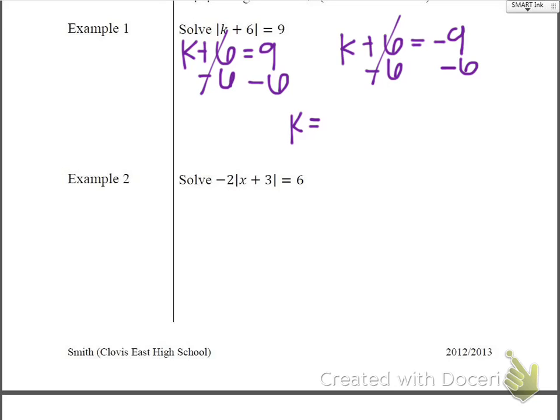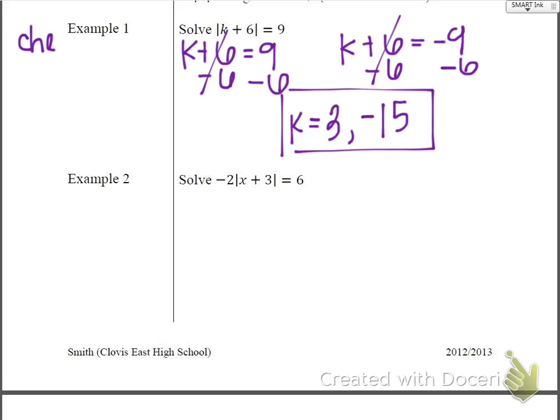k equals 9 minus 6 gives me 3. And negative 9 minus 6 gives me negative 15. So anytime you have an absolute value, you should get 2 answers, okay? Now, the all-important piece is step 3, which is check your answer. I know that it gets really repetitive after a while, you guys, but we are going to get to problems eventually where one of our answers might not work and we have to throw one out. So I want you all to get into the habit of checking your answers now.